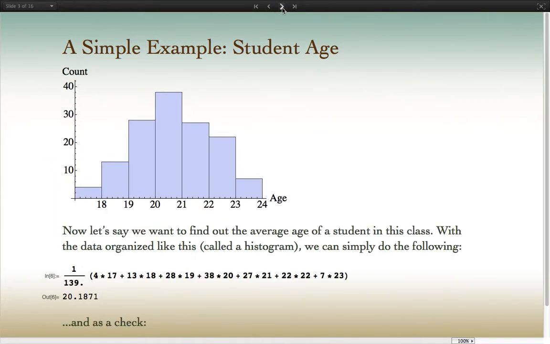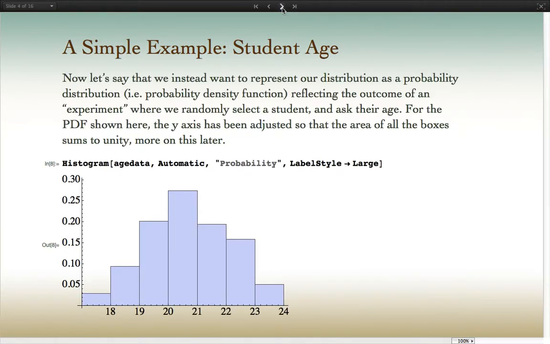We didn't do much. We scaled the y-axis, but it's a very different type of set of data here. When I say it's a probability density function, what I'm saying is this describes the probability of walking up to a random student in the class and asking them, how old are you? That's the experiment we're running. It's not much of an experiment, but it works well for teaching purposes. So you ask a student how old they are, and then this distribution shows the probability of various ages. So now we have our first probability density function, or PDF, for ages.